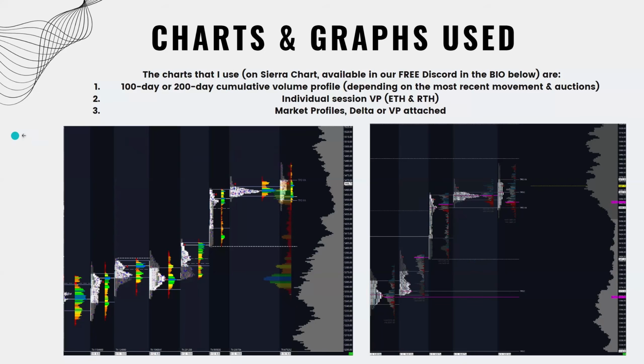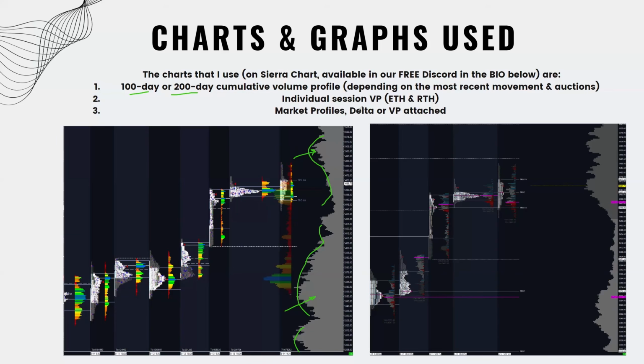And first and foremost, the 100-day or the 200-day, which is set over here. This is going to be our best friend. This is going to be the main chart that we're going to be looking at to understand where value is. So depending on the most recent movement, like I said, 100-day or 200-day. I started using a 200-day when I was creating this video because we've explored some downside that we haven't seen in a very long time. So I needed some volume there.